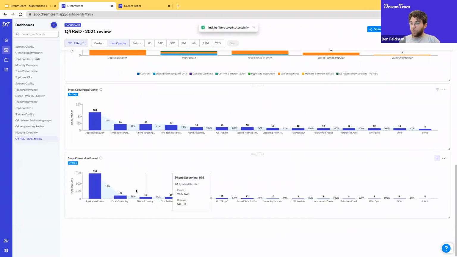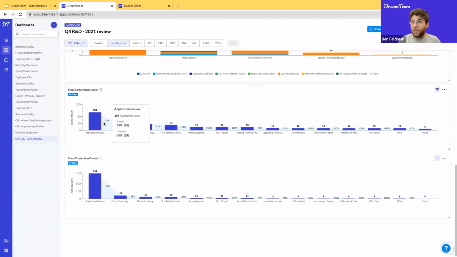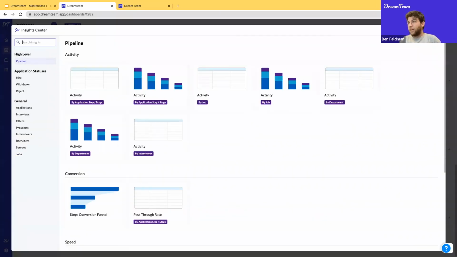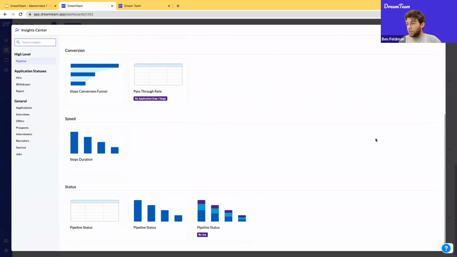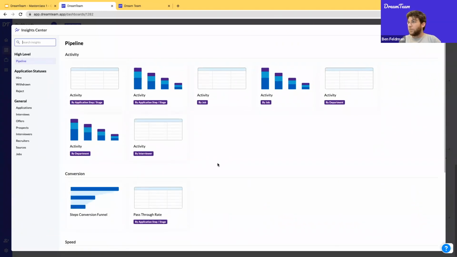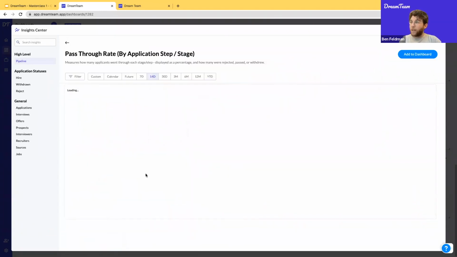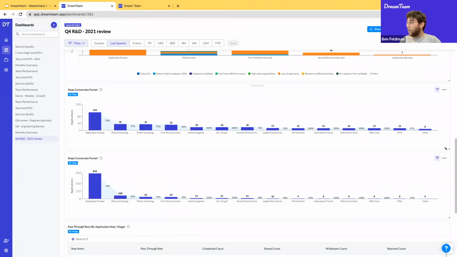And now what I can start doing is start seeing the different conversion, right? So immediately I'm seeing a 35% conversion from application review to the phone screen, whereas in the rest of the different types of insights is showing me a 13% conversion rate. So that is really low compared to this 35% over here. And we can do this with multiple different areas, right? We can see pass-through rates and also converted.